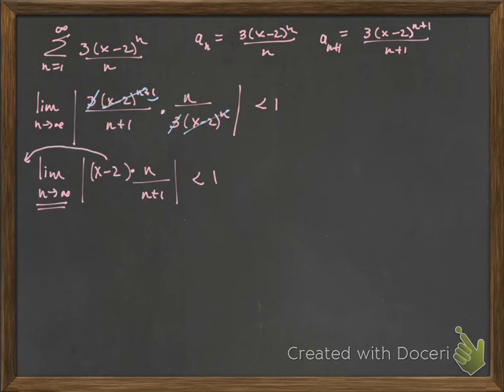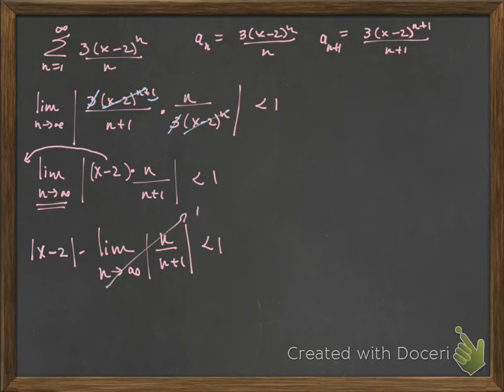And we have to take the absolute value bars with us. So the absolute value of x minus 2 times the limit as n goes to infinity of n over n plus 1 is less than 1. We're looking for the x's that make this statement true. We see that the limit goes to 1, so really our left-hand side becomes this, and we're trying to solve this.